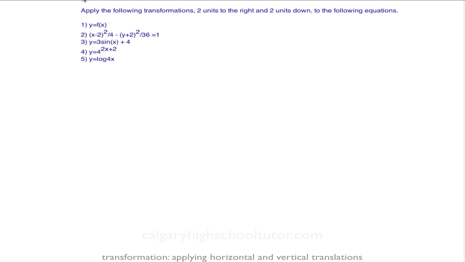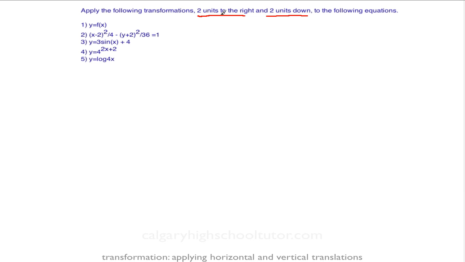Okay, in the previous two videos, we went over horizontal and vertical translation, and now we'll apply it to given problems. It says apply the following transformations, 2 units to the right and 2 units down, to the following equations. The first equation is y equals f of x. Before we do anything else, we want to write the replacements for the horizontal and vertical translation.